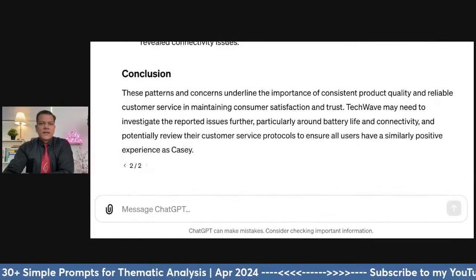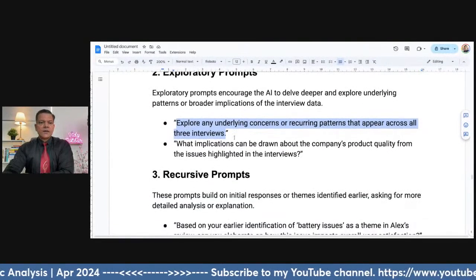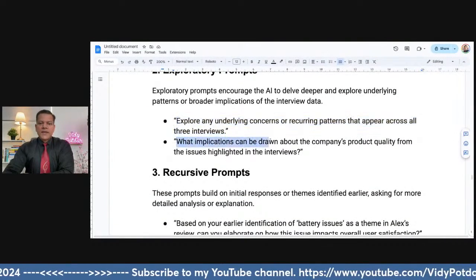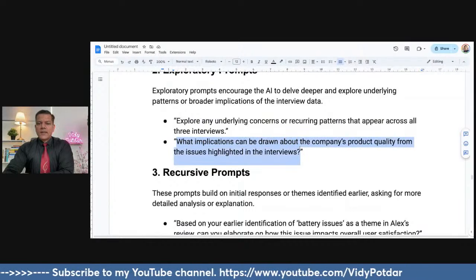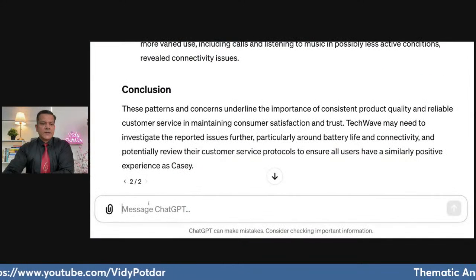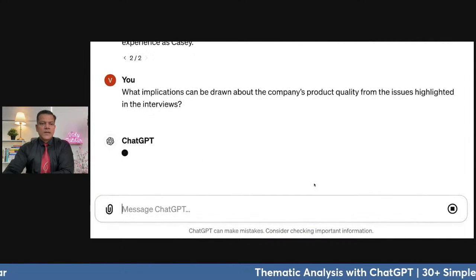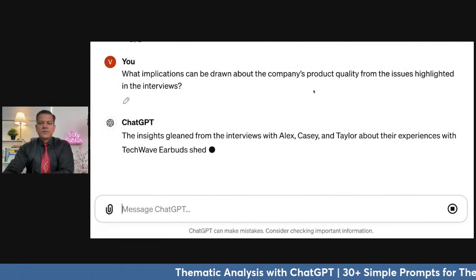All right, let's move on to another prompt. What implications can be drawn about the company's product quality from the issues highlighted in the interviews? Let's try that. What implications can be drawn about the company's product quality?